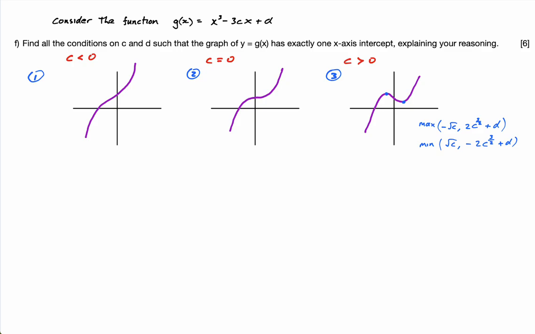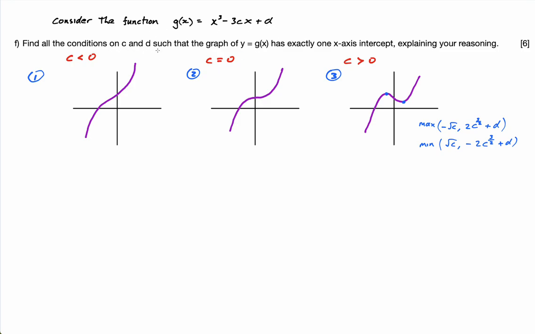Okay, part F. So this question is worth 6 marks. It's the last part of the question. Obviously, it's going to be challenging. But we say consider the function g of x equals this. So now x cubed minus 3cx plus d. So it was 2 in the previous part. It's now become d. Well, that was actually back to the original function in part A.